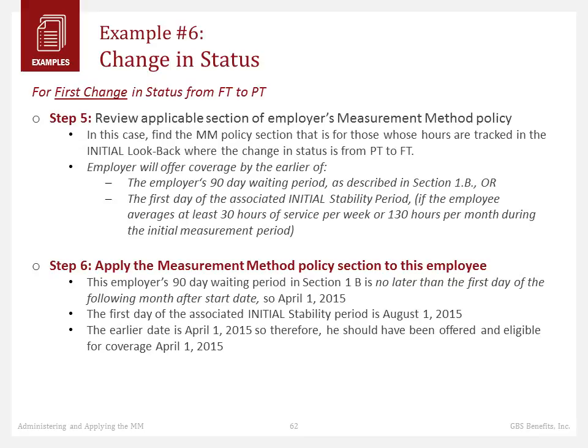So the first day of the associated initial stability period is August 1st, 2015. So we need to find out which one was earlier, right? Because it says the earlier of the 90-day waiting period or the first day of the associated stability period. Well, the earlier is April 1st. So he should have been offered coverage and been eligible for coverage April 1st, 2015.